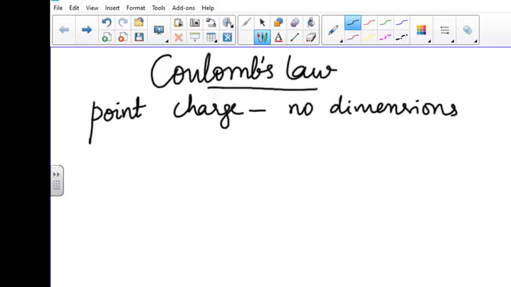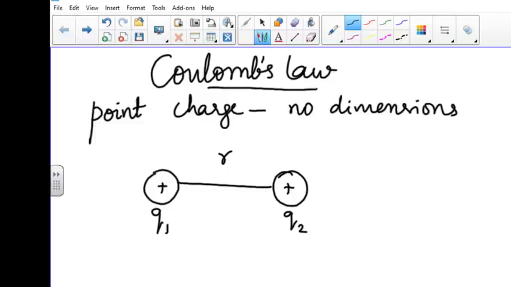So according to Coulomb, if two charges q1 and q2 are kept stationary and separated by a distance r, then the force on the second charge due to the first charge is given by F21 vector is equal to K q1 q2 by r square into r12 cap.